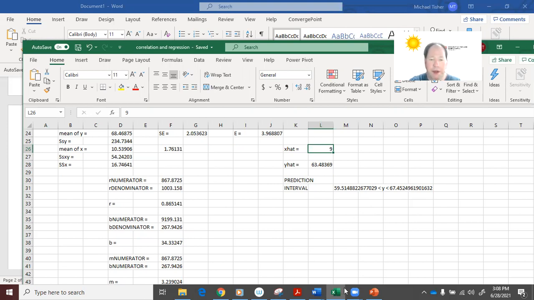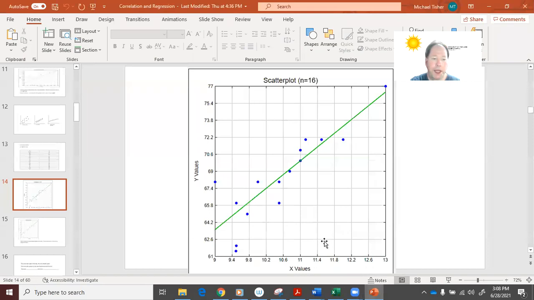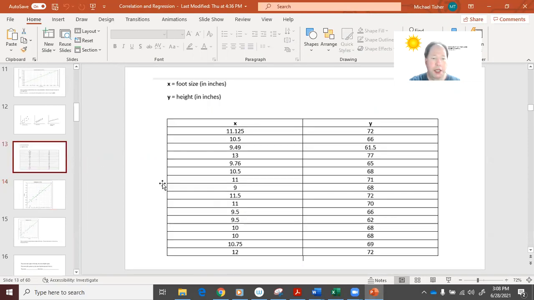However, let's look at the graph here. For 9 inches, the predicted point that we got is actually on the regression line here. But in actuality, let's look at the actual data for 9 inches. In the data that we actually got for a foot size of 9 inches, we had a height of 68 inches, which was fairly far away. So since it's far away, we're going to have quite a bit of error involved.